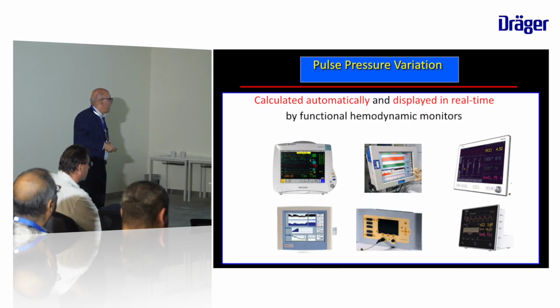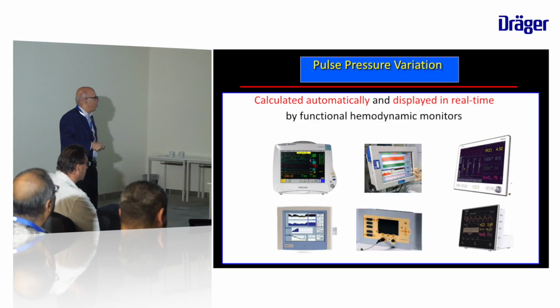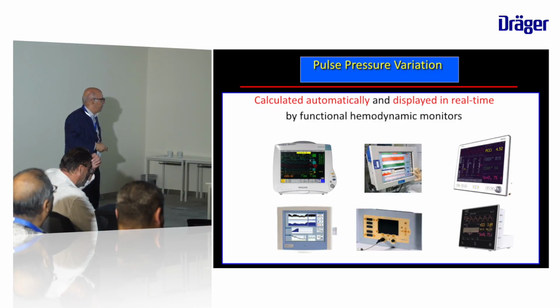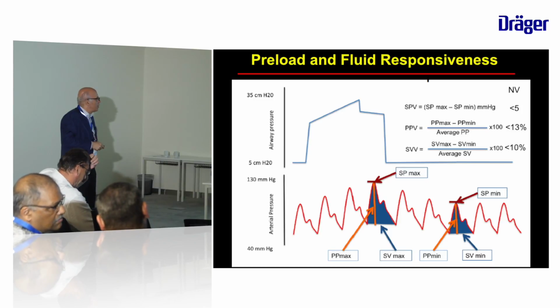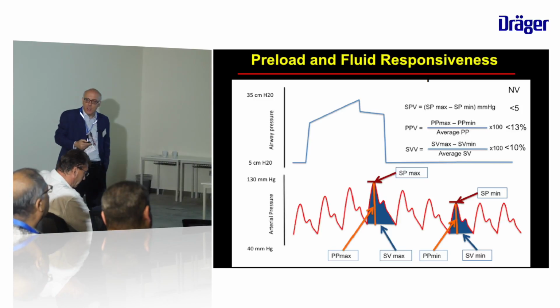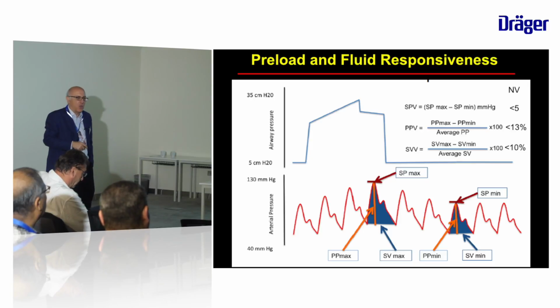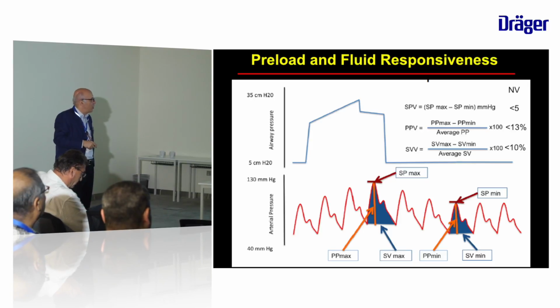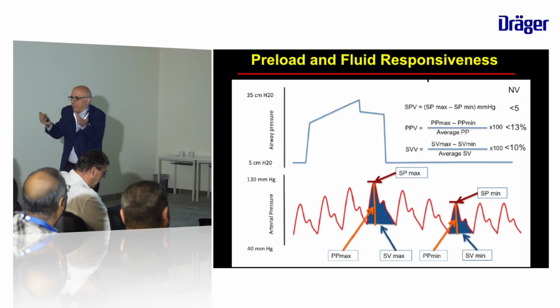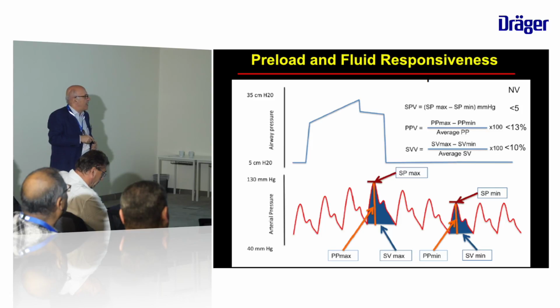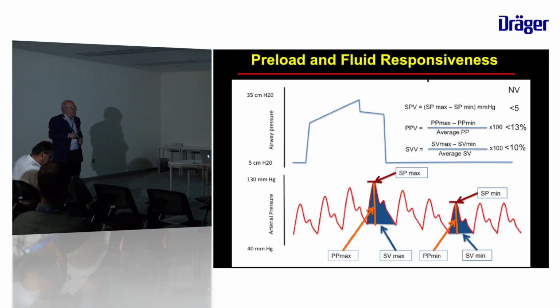Now there are many monitors that calculate this automatically and display it in real time. You can also use the stroke volume variation, calculating the stroke volume by integration of the arterial pressure, and you have something very similar. The thresholds are around 13% for pulse pressure and 10% for stroke volume variation.